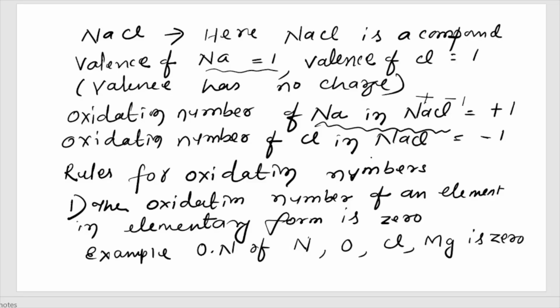Rules for oxidation number. What are the rules we are following? Oxidation number of an element in elementary form is 0. That means if the reaction has not started and compound is not formed, at that time it is called elementary state, and here this value is 0. Oxidation number of sodium, nitrogen, oxygen, chlorine, magnesium, any element you take, the value is 0.